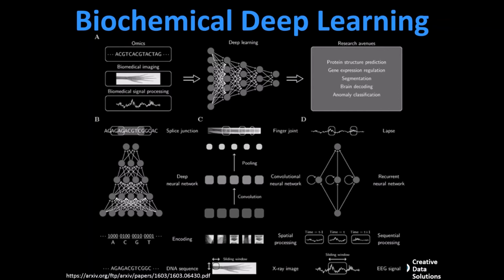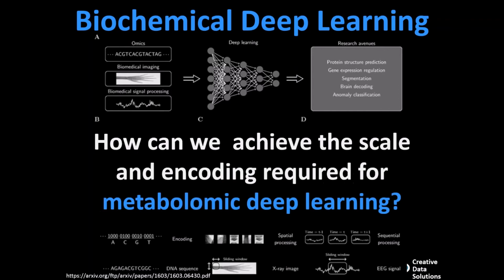And one thing that's not really talked about, that we really need to consider, is that we need to achieve a massive scale for metabolomic data to have these methods be applicable. Many of the algorithms, like image recognition, are trained on billions of representations, and the data is also encoded in a very different manner. So how can we in the metabolomics area achieve this scale of data?